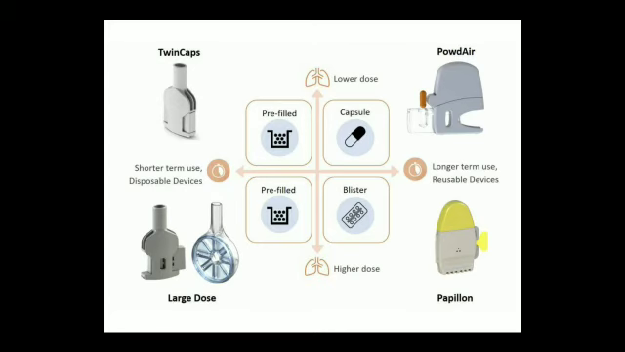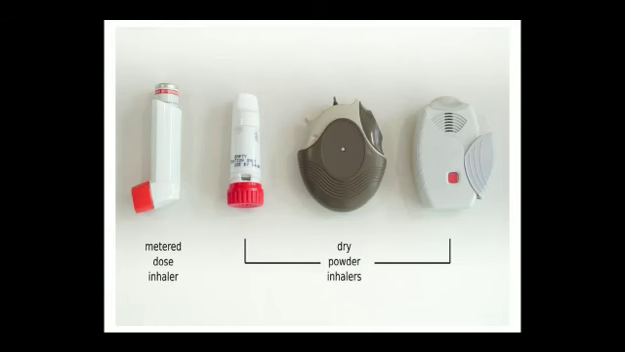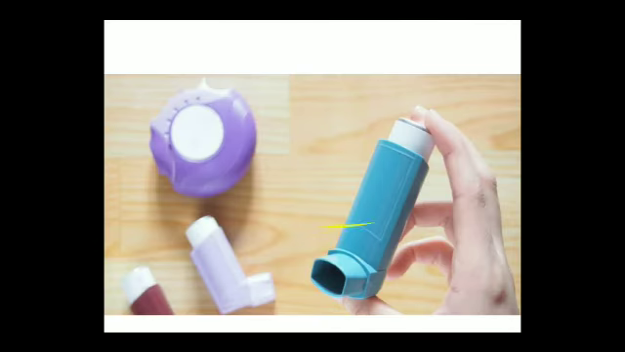Next, these are another type of dry powder inhaler. In this process, pre-filled capsules can be introduced into the system. Pre-filled capsules and blister packaging are available. Next, these are metered dose inhalers and dry powder inhalers. Comparison between the two types. Next point.